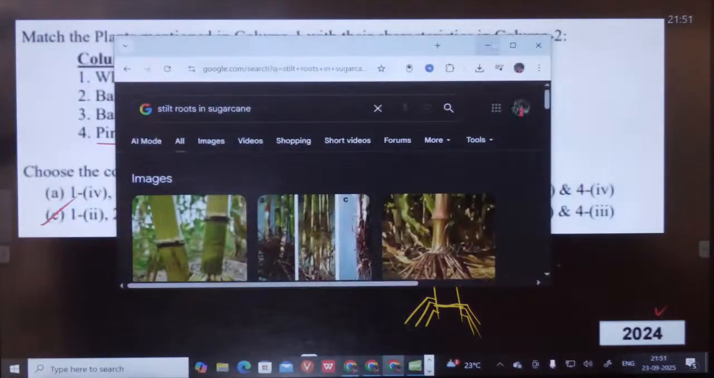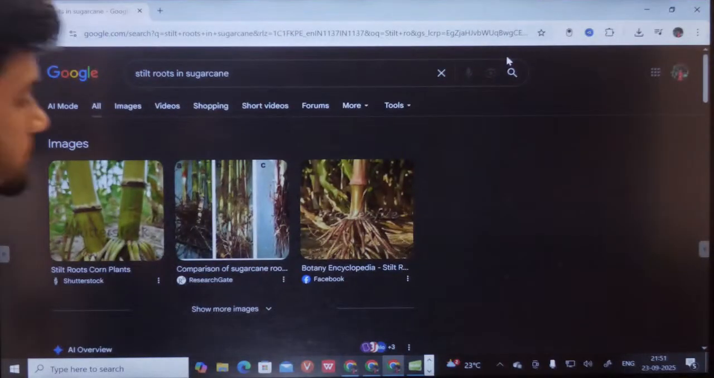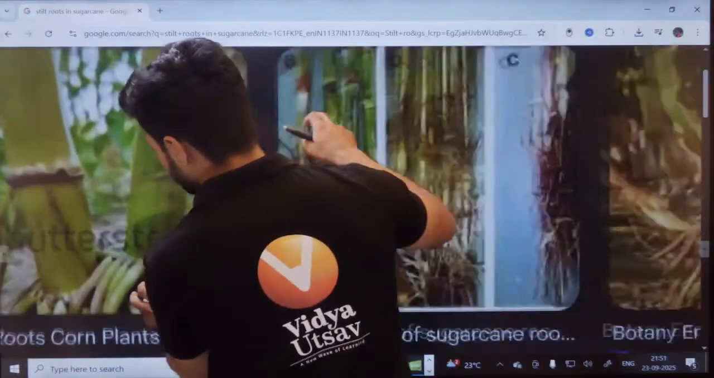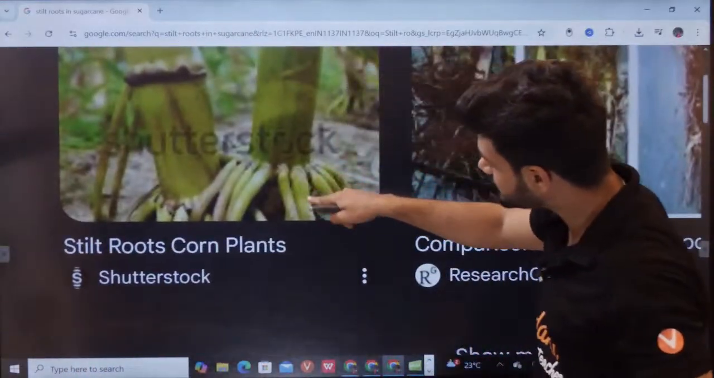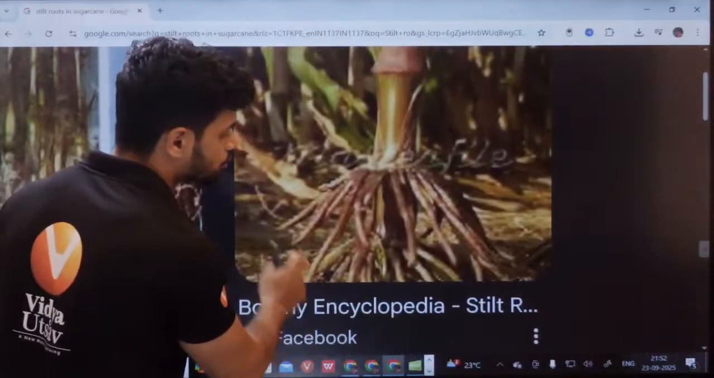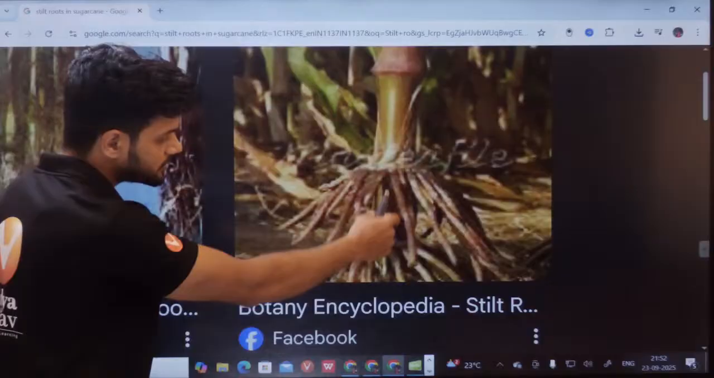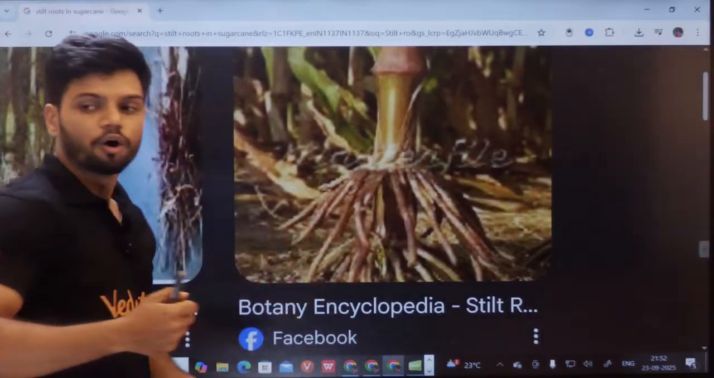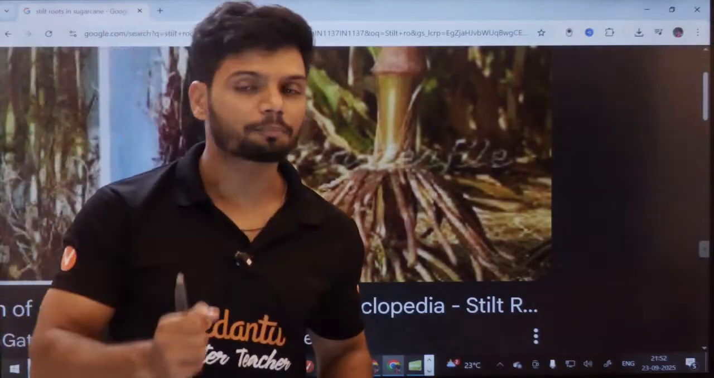Students, have you noticed this one? At least these are called as stilt roots. ये देखो, कभी देखा होगा ना, इस तरह से निकल के आते रहते हैं. These are called as stilt roots. शुगरकेन और मेज में दिखते हैं स्टिल्ट रूट्स. इसको बोलते हैं स्टिल्ट रूट्स. और जो banyan tree में होता है वो prop roots होता है.